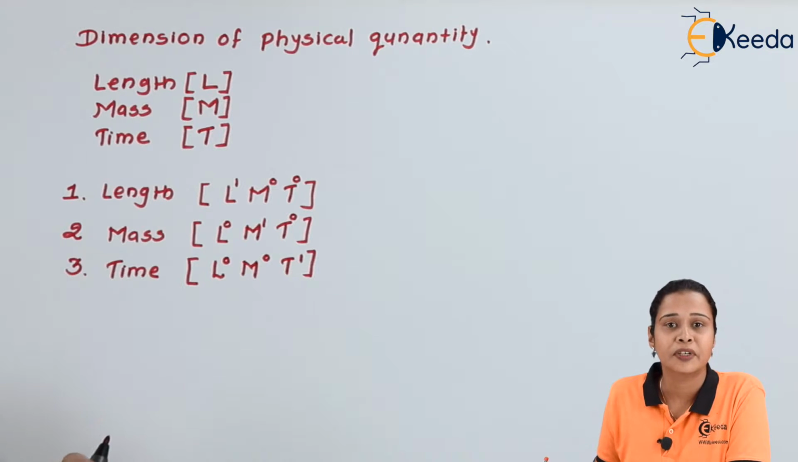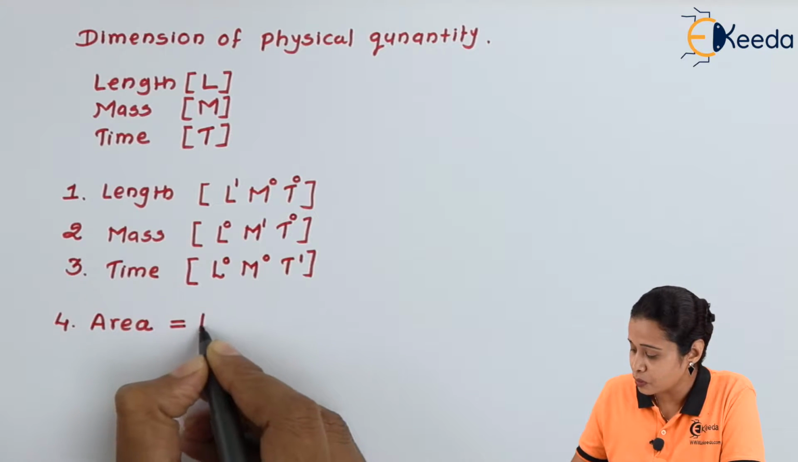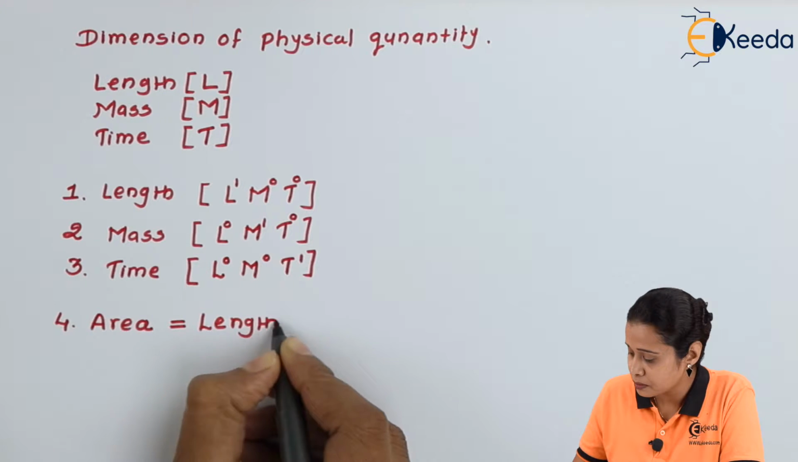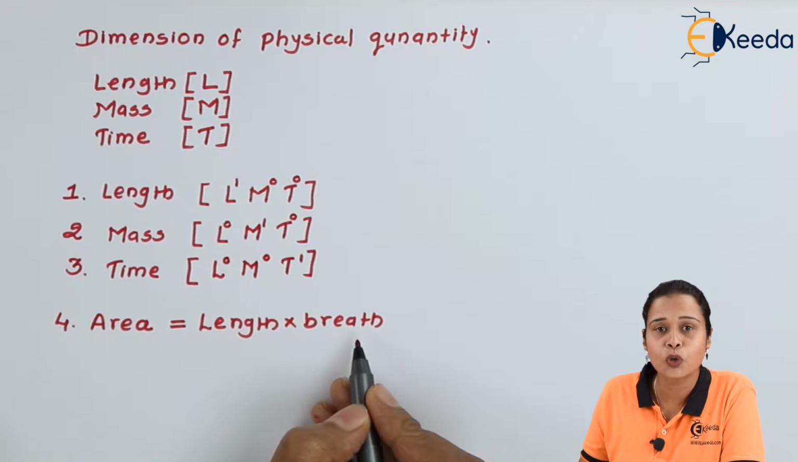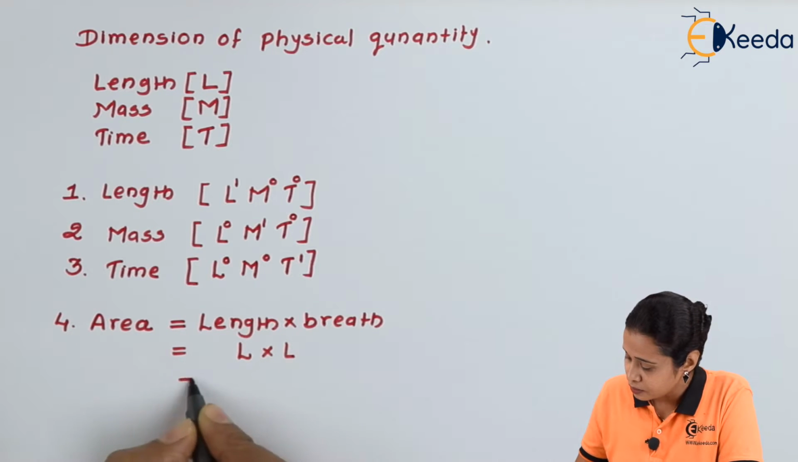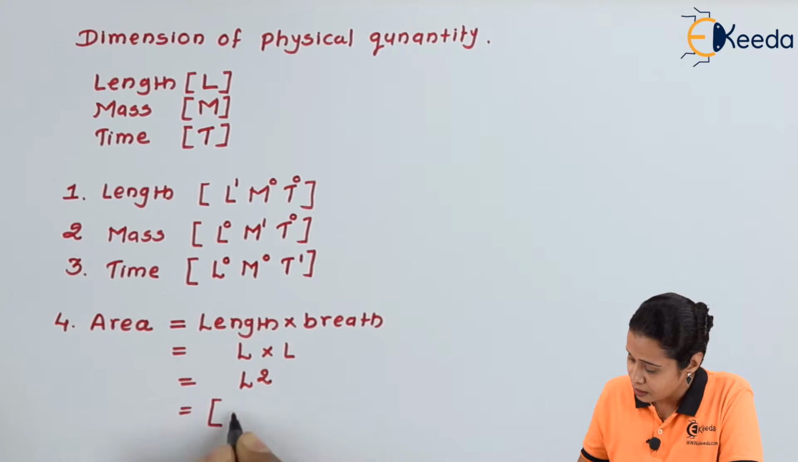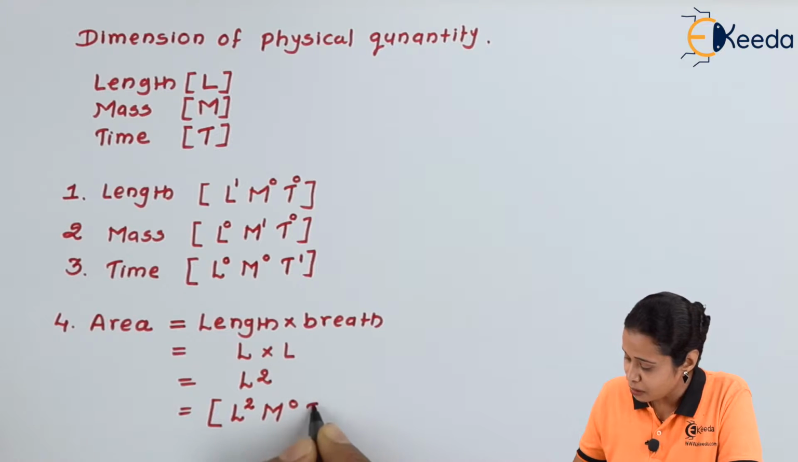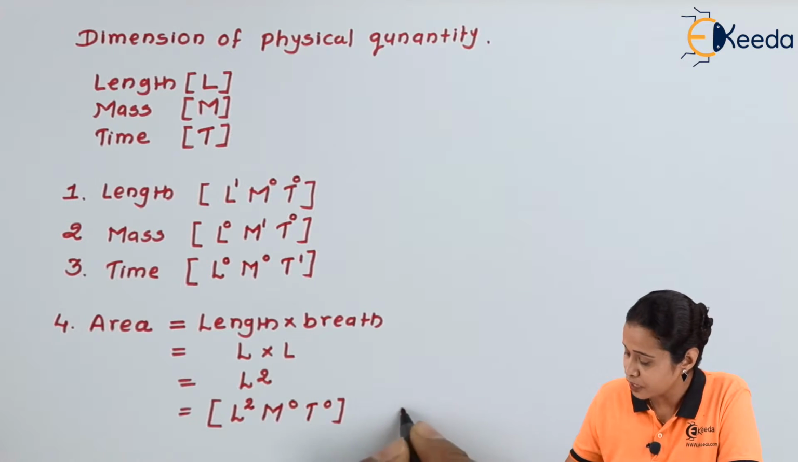The next physical quantity we will take, that is the area. We know area is equal to length into breadth. Length and breadth both we can express in terms of L. So here we have L into L, which is equal to L square. Hence the dimension of area can be written as L raised to power 2. M, that is mass, is absent and time is also absent. And if you want to write down the unit, then from this we can write unit of area, that is meter square.